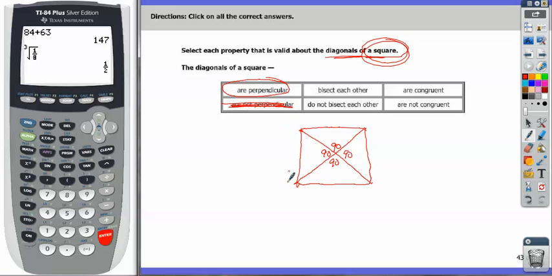Now, do the diagonals bisect each other? They do, because it's a parallelogram. Now, because it's a rectangle also, we know that they're congruent. If I had to take a guess, the square is the regular quadrilateral. That means it's like perfect. It's got all the sides the same, all the angles are the same. Pretty much everything is going to happen to this thing. The diagonals are perpendicular, they bisect each other, and they are congruent. I would never say that it's not anything for a square.